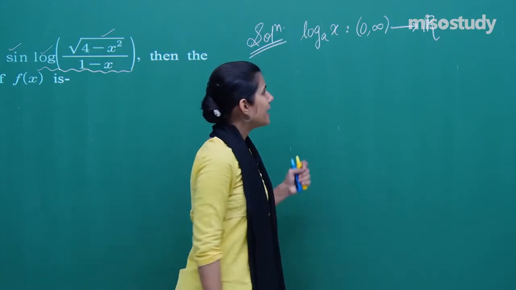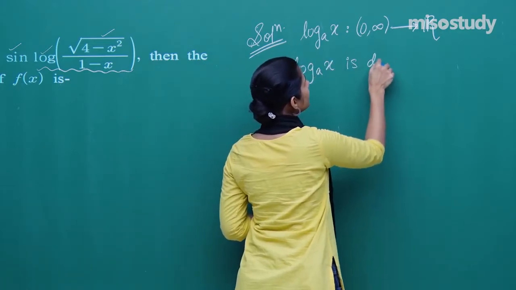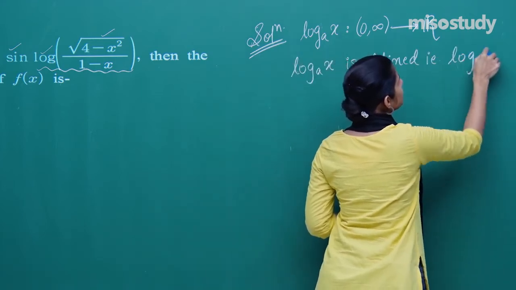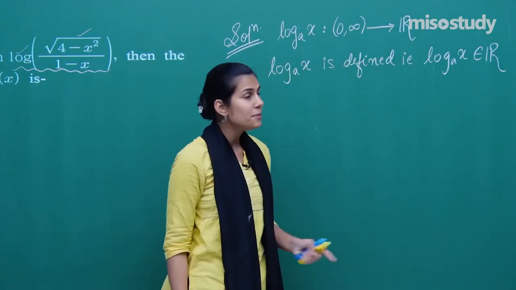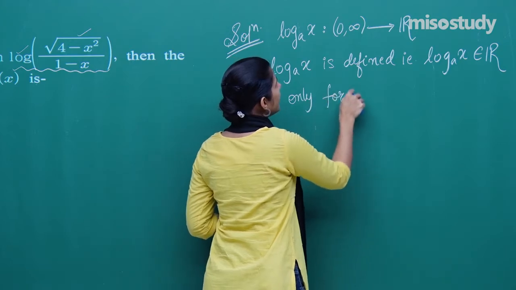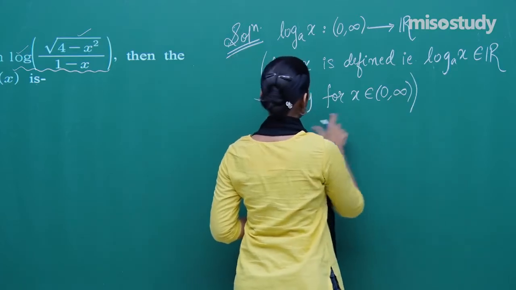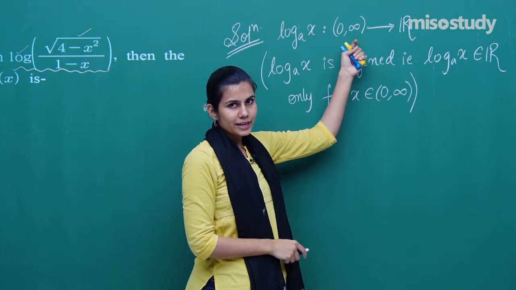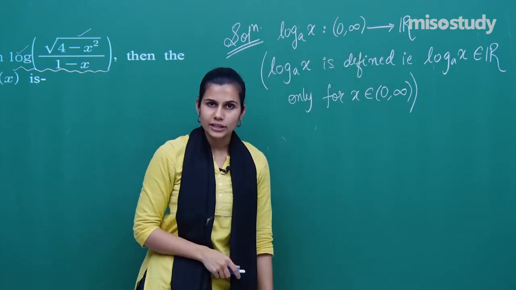Always this happens. That means log x to the base a is defined. By defined I mean that log x to the base a belongs to R. That means it is not an undefined term but a defined real value only for x coming from 0, infinity. Because inside the domain sit only those members which are belonging to 0, infinity, which means only for these real numbers log x is delivering real values.